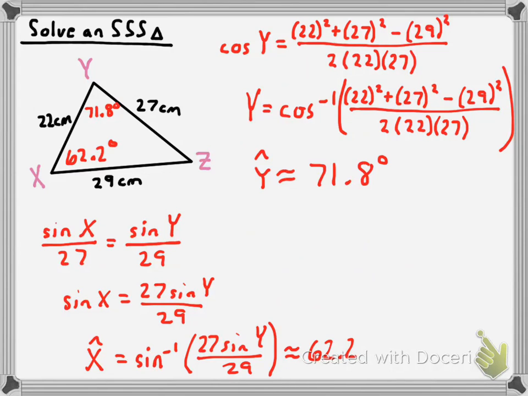And then we can add up angles X and Y, subtract from 180 to find angle Z, and we've got it. 46.1 degrees would be the measure of the final angle.